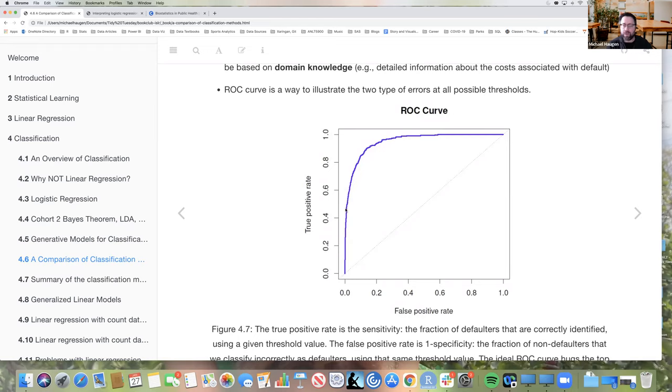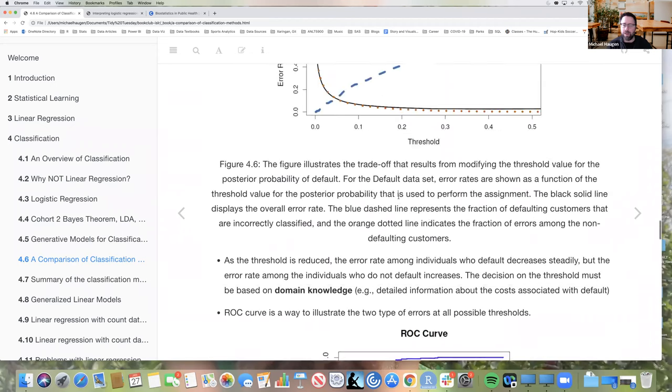But this is pretty good because it goes up this way. True positive rate, which is the sensitivity, and then the false positive rate, which is the specificity. So as the true positive rate is increasing, the false positive rate is increasing as well, but it's a pretty good curve there.